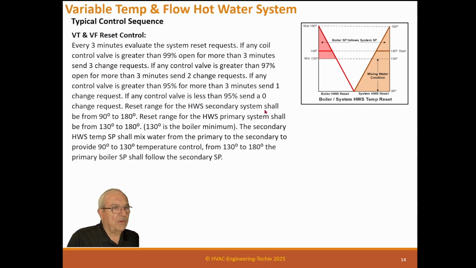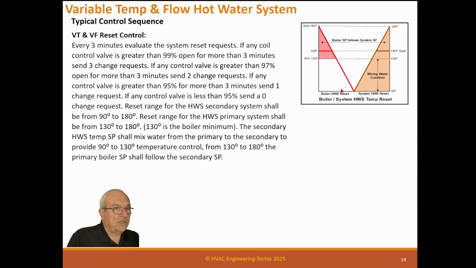Reset range for the hot water supply secondary system shall be from 90 to 180 degrees. Reset range for the hot water supply primary system shall be from 130 to 180 degrees. 130 is the boiler minimum. The secondary hot water supply set point shall mix water from the primary to the secondary to provide 90 to 130 degrees temperature control. From 130 to 180, the primary boiler set point shall follow the secondary set point.